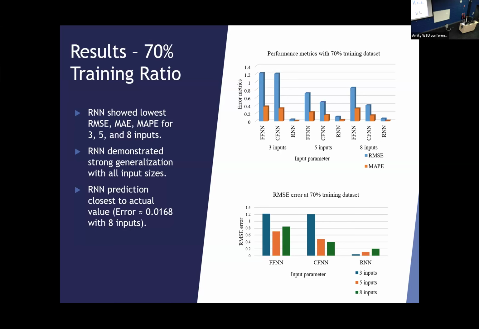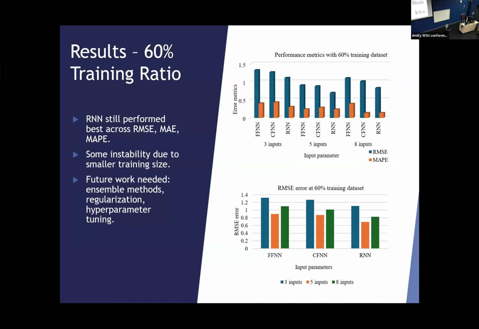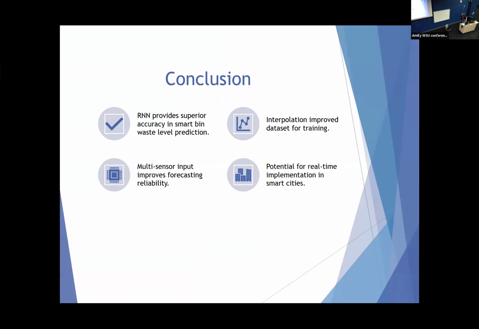temporal dependencies effectively. For the 60% training ratio, when the training ratio was reduced, the RNN network still delivered the best performance, although some instability was observed due to the smaller training set. Despite this, it achieved the lowest error metrics across most configurations, confirming its robustness and adaptability. This finding suggests that future work should explore ensemble learning and hyperparameter tuning to further enhance stability.